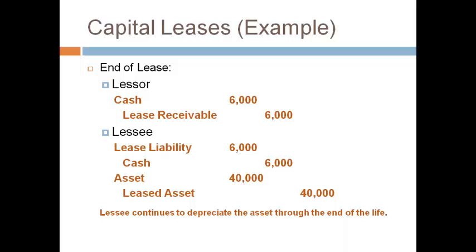The lessee pays the bargain purchase amount and purchases the asset. The last lease liability is paid with the bargain purchase option payment. The leased asset now becomes a regular asset owned by the company. The lessee continues to depreciate the asset through the end of the life of the asset. Depreciation for a bargain purchase option lease is computed using the life of the asset because the lessee is expected to keep using the asset until the end of the life of the asset.